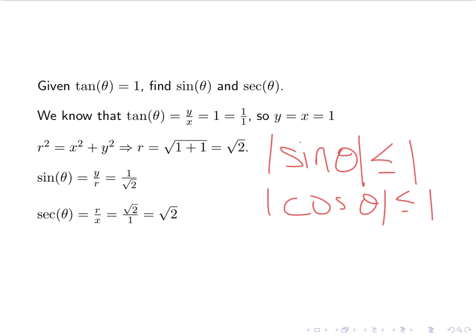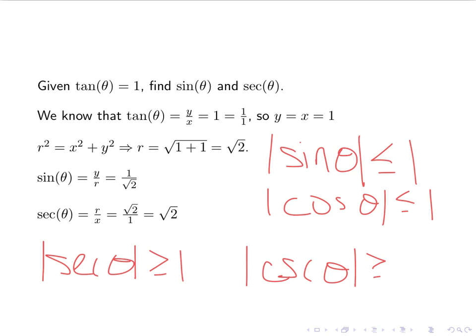On the other hand, secant and cosecant are the reciprocals of sine and cosine. The reciprocal of a number smaller than 1 is bigger than 1, right? I'm flipping it. So in absolute value, secant of theta has to be at least 1. And the same is true for cosecant of theta. It can never be smaller than 1 in absolute value. So these are things to keep in mind.